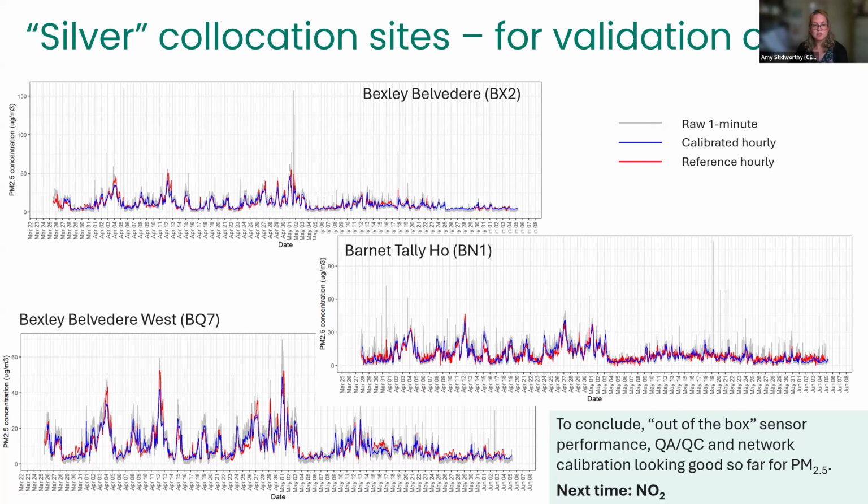So I'm hoping you can see that the results I've shown for the PM2.5 demonstrate, firstly, that the out-of-the-box sensor performance is very good. We're getting consistent measurements with excellent data coverage. The results also show that the automatic quality control that we're running and the calibration system is working very well compared with reference data. So that concludes my slides about the calibration method.